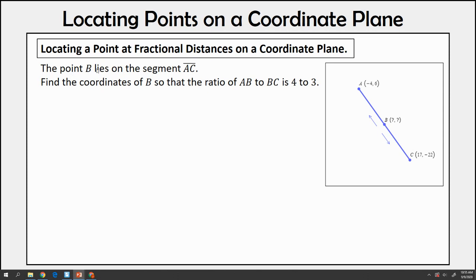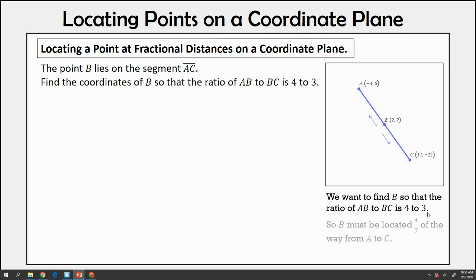So now we've got to find point B on this line segment AC so that the ratio of A to B and B to C is 4 to 3. So I want A to B to be 4 units and B to C to be 3 units, equal units. So it's more than halfway. B has got to be more than halfway from A to C. Okay. So the ratio of AB to BC is 4 to 3.